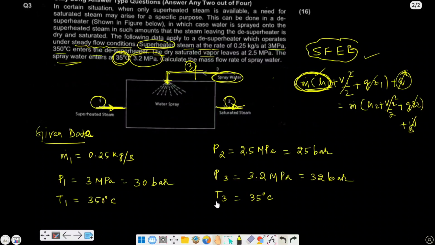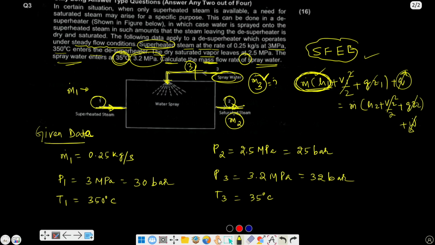So what is it asking us to find out? We have to calculate the mass flow rate of spray water. If m dot 1 amount of mass is entering in the form of superheated steam, and m dot 2 amount of saturated steam is going out of this particular device, then it is asking how much mass will be entering the desuperheater in the form of m dot 3. So we have to find out this value. Hope the question is clear, and you have understood what is given and what we want to find out.